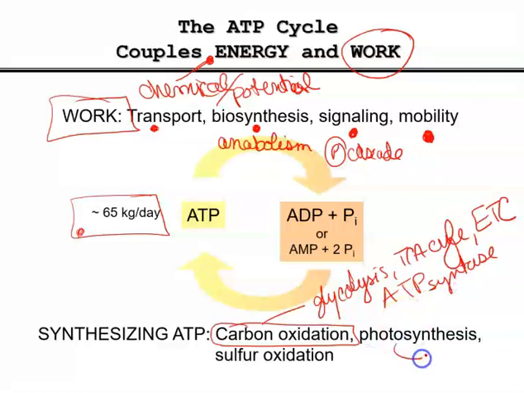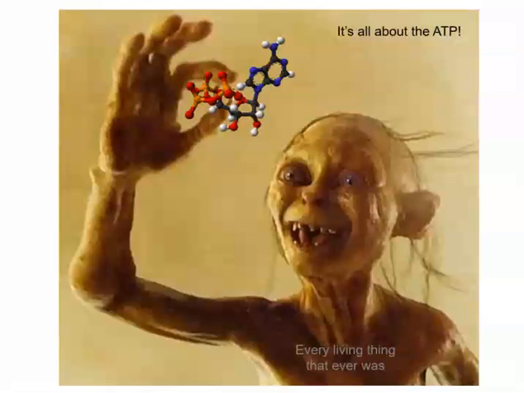Okay, now photosynthesis, obviously that's not us. That's green plants, and then we've got algae, and we have photosynthetic bacteria. Sulfur oxidation, think bacterial world, and also think about our ancient bacteria, the archaea. It's all about the ATP. Every living thing that ever was or is has evolved to use primarily ATP to power enzymatic reactions within the cell. And again, there is a molecular basis for every biological action, every cellular action.